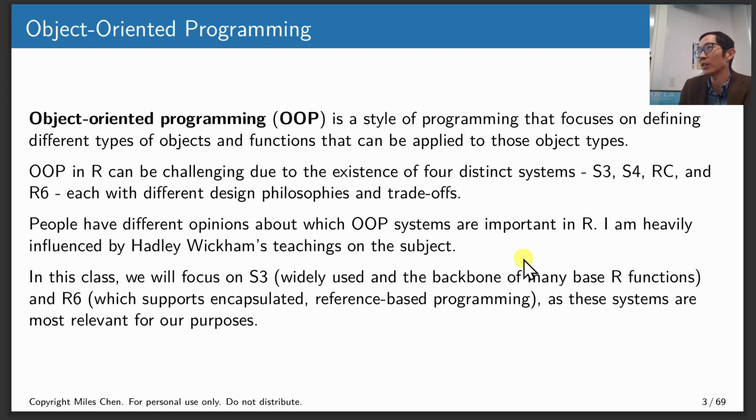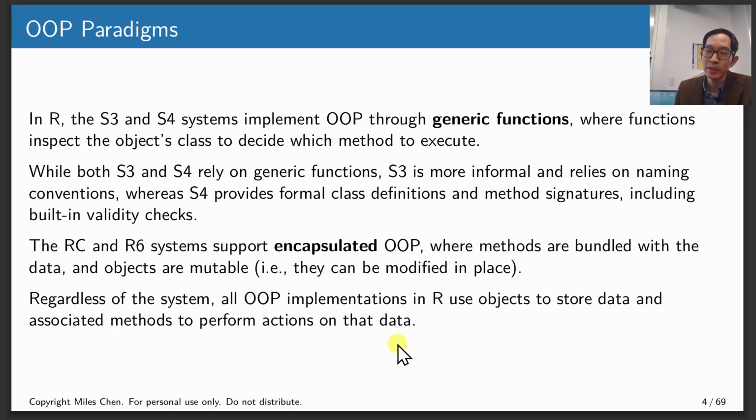S3, which I would say is the most important one and forms the backbone of a lot of R functions, but it is weird. S3, I shouldn't say weird. It is different, okay? The S3 object-oriented system is very different from most other object-oriented systems, and R6 is probably more similar. It's the encapsulated object-oriented system. And so that's what we'll look at, okay?